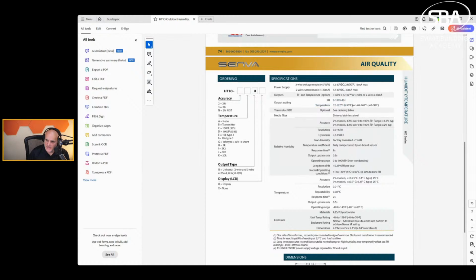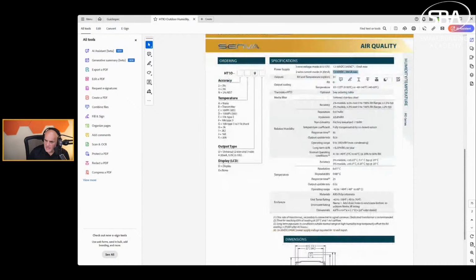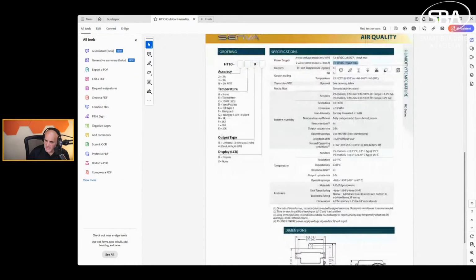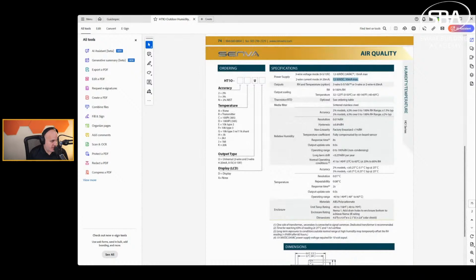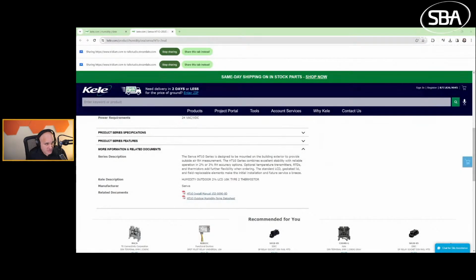I verify that it's 0 to 10. I verify that it's got temperature. I verify what I need for a power supply. If I'm going to do 4 to 20, I need a DC power supply. That's what I need. I go in here, verify my accuracy. Okay, and everything looks good for what I need. And so now I've figured out, all right, this is what I need based on that specification.